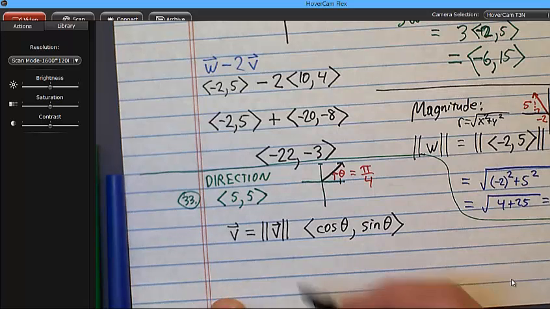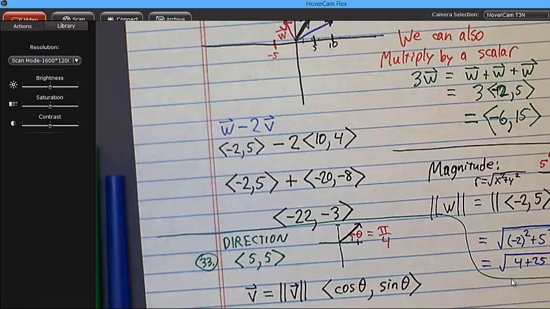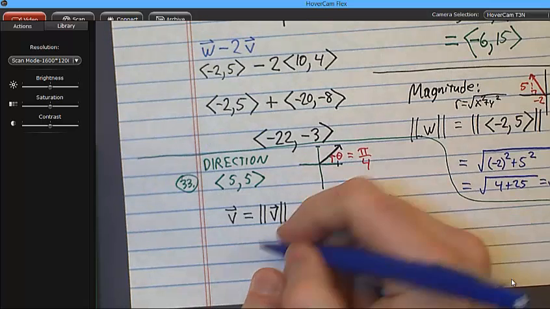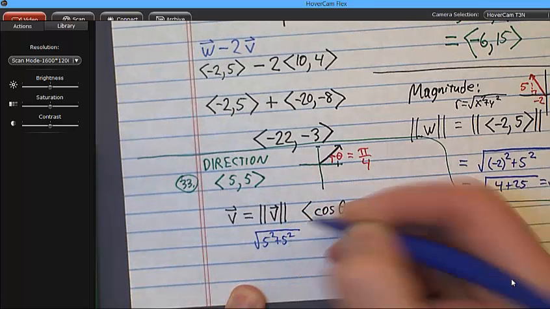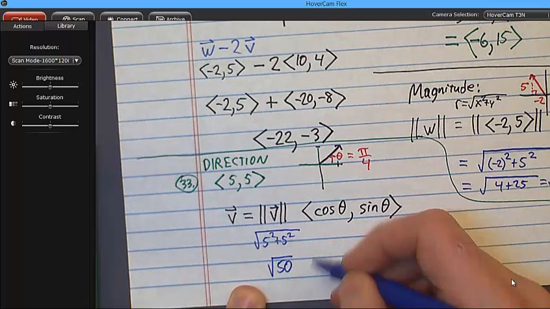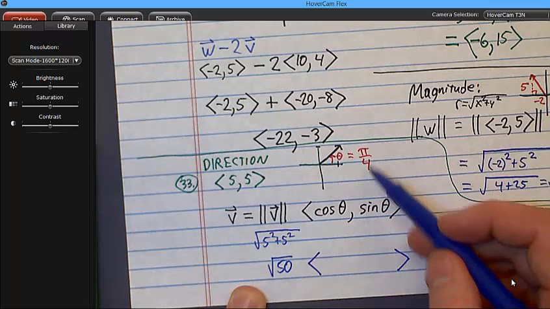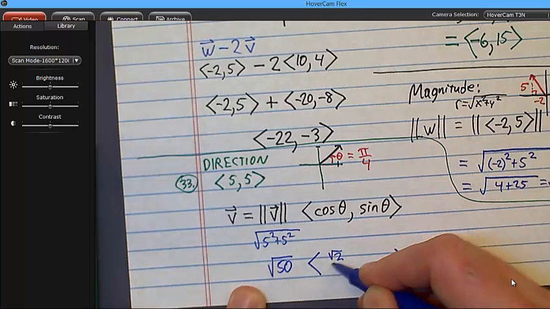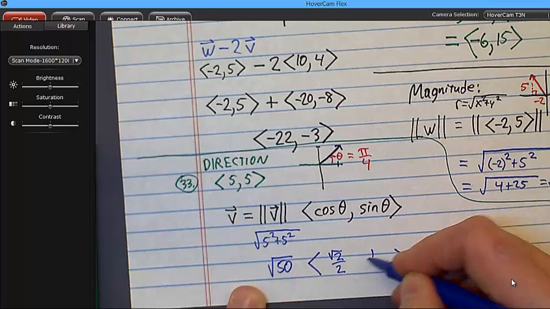Now, what is the magnitude of V? Let me check that. I could do that pretty quickly. Good thing, because I'm down to 1 minute. Square root of 5 squared plus 5 squared, right? Isn't that square root of 50, guys? Okay. What's the cosine of pi over 4? You guys know that. Square root of 2 over 2. What's the sine of pi over 4? Square root of 2 over 2. It's also called 1 over square root of 2.